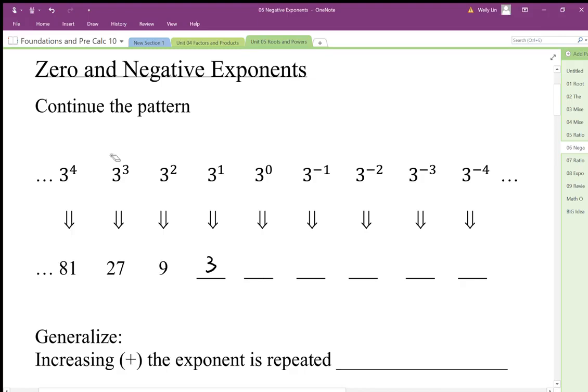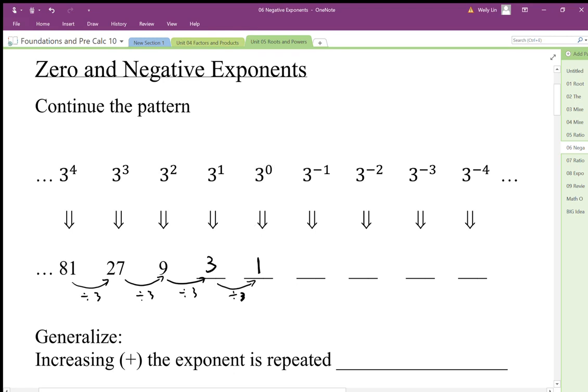Now, if we just continue this pattern, we're multiplying by 1 less 3, 1 less 3, 1 less 3. And if we're multiplying by 1 less 3, essentially we are dividing by 3. Dividing by 3. Dividing by 3. So if I do 1 less multiplication of 3, that means I'm dividing by 3. And that means that 3 to the power 0 must be equal to 1. So a zero exponent looks like 3 to the power 0 is equal to 1.